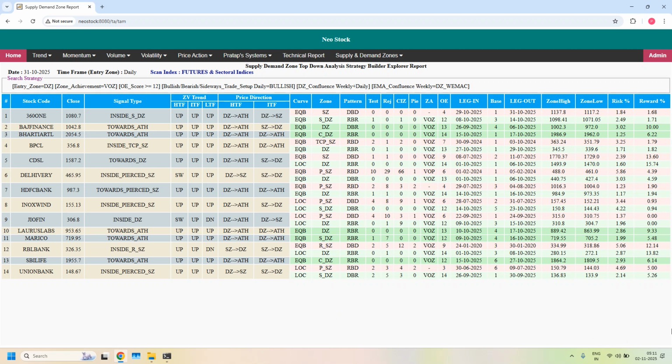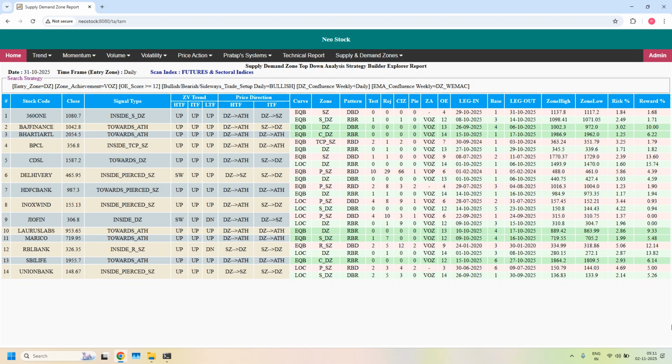If they are not satisfied, there are higher chances of zone violation. This is the point we should remember. But use only non-pierced daily demand zones. Any pierced daily demand zones should be used only with the pierced zone strategy. This is the first strategy, LTF and ITF demand zone confluence, and then ITF demand zone with ITF EMA confluence.